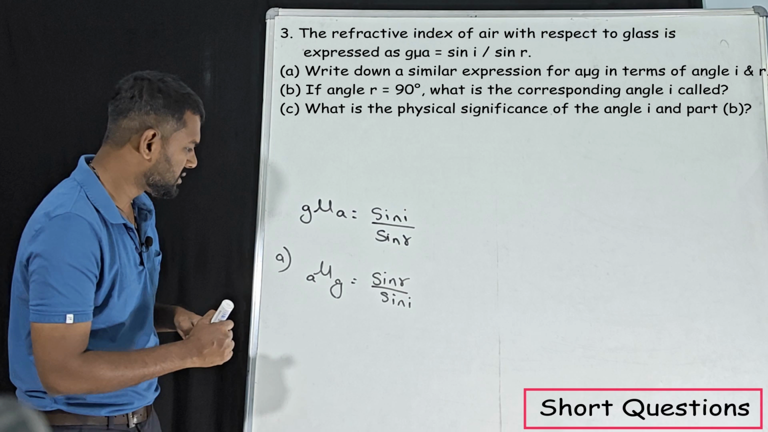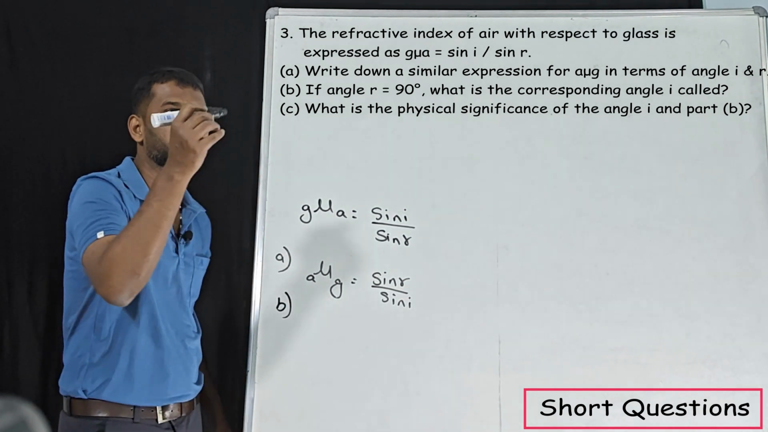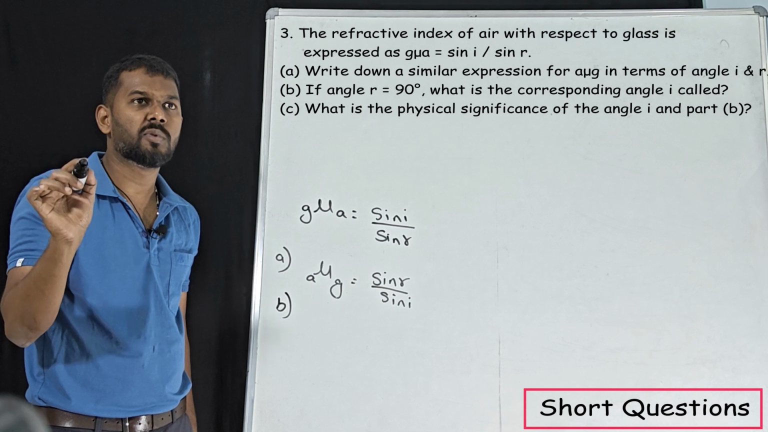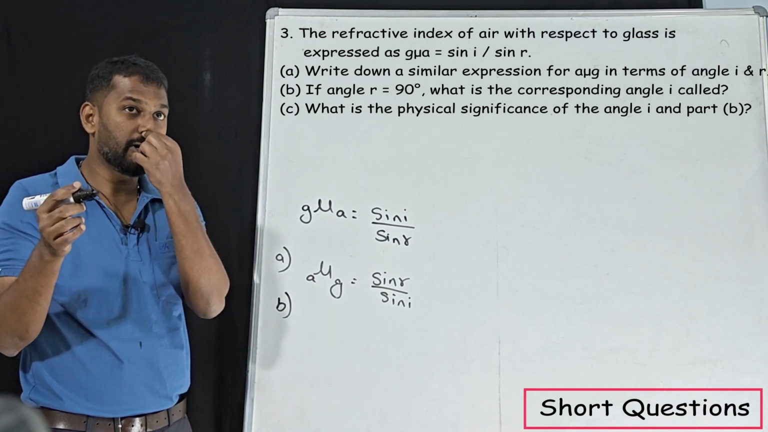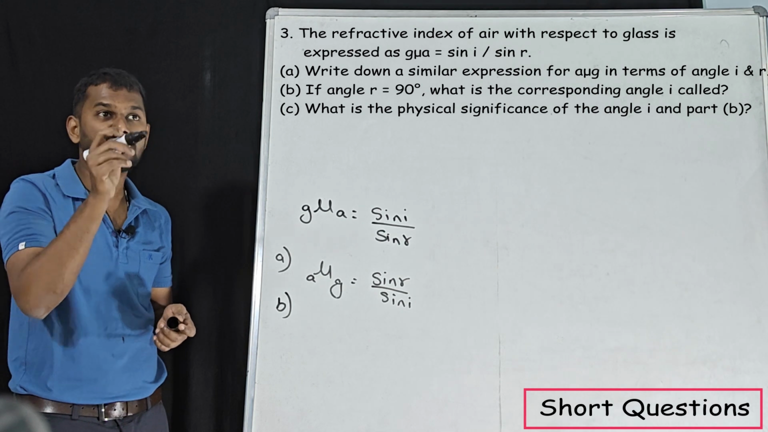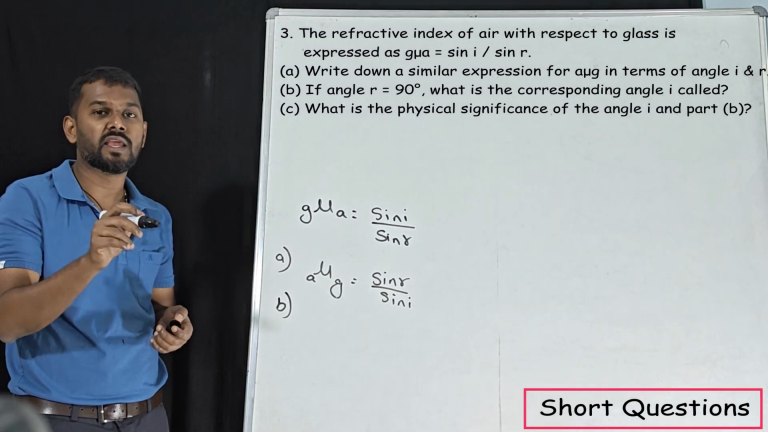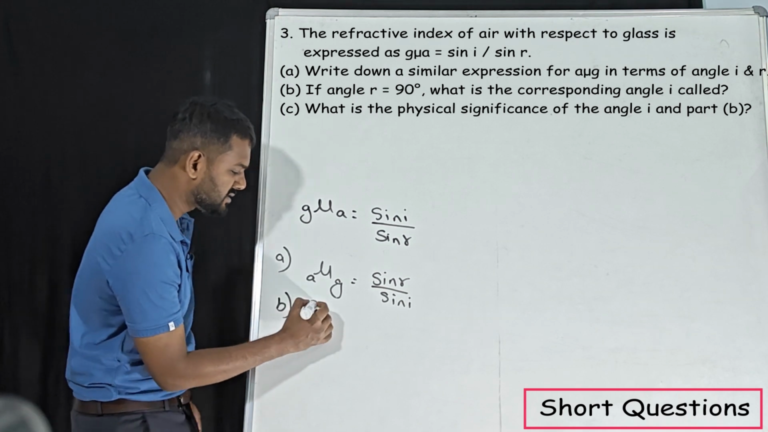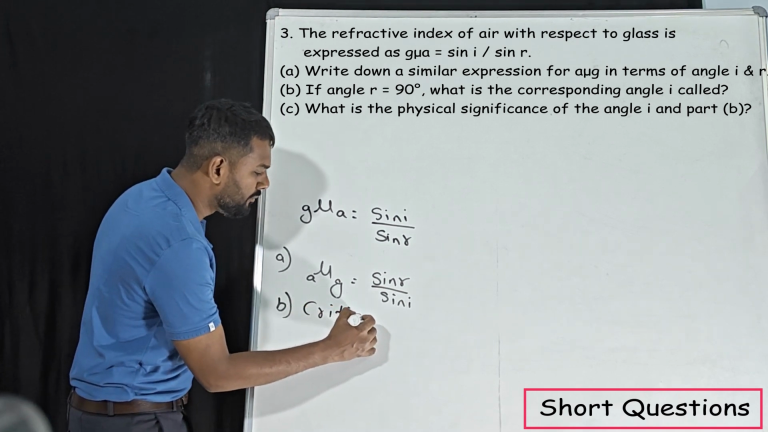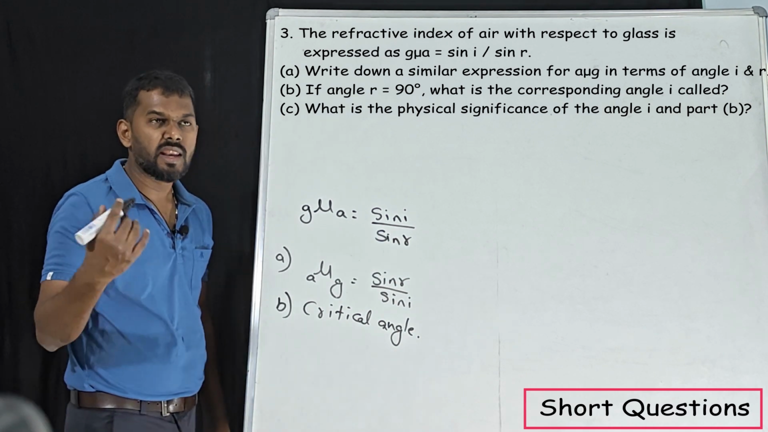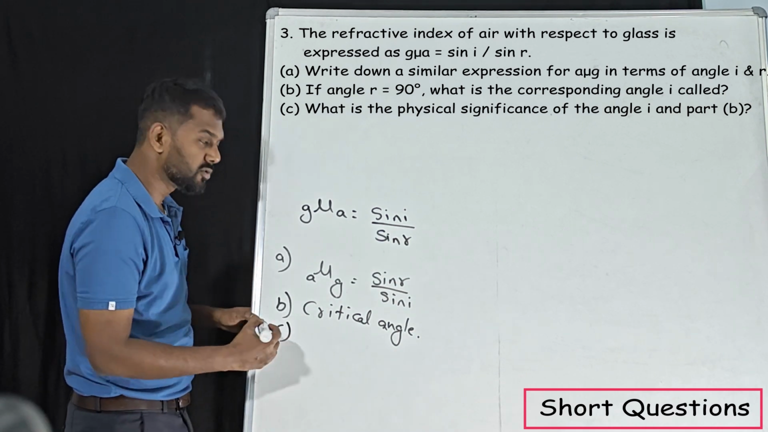Okay, next question B. If the angle of refraction is 90 degrees, what is the corresponding angle of incidence called? See, if the angle of refraction is 90 degrees, the angle of incidence is called the critical angle. The answer will be critical angle.